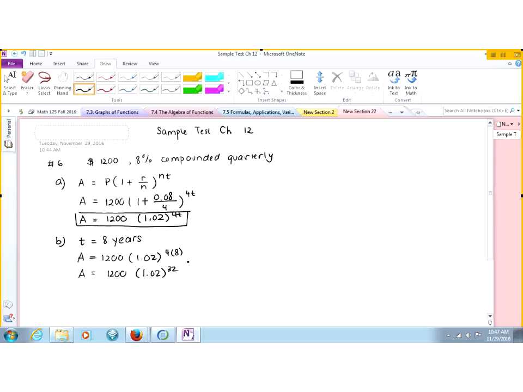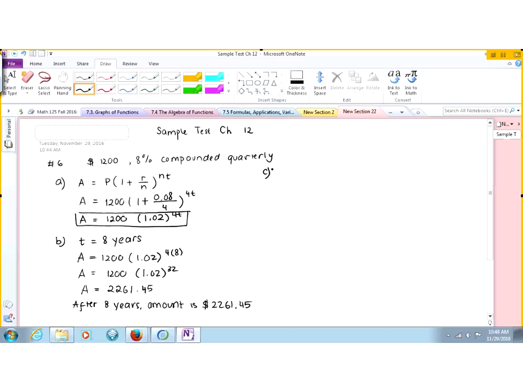So what's my answer here? 2261.4445? And you have to use units, right? So after 8 years, the amount is $2,261.45. Yes.